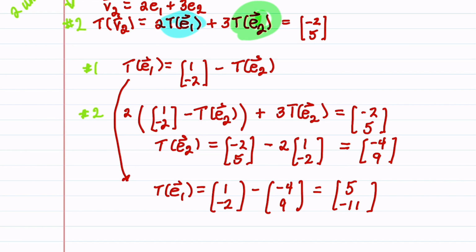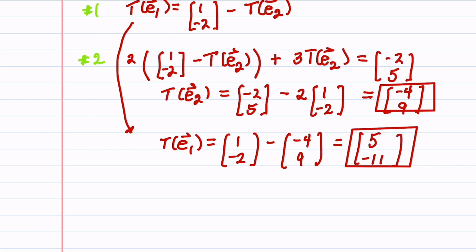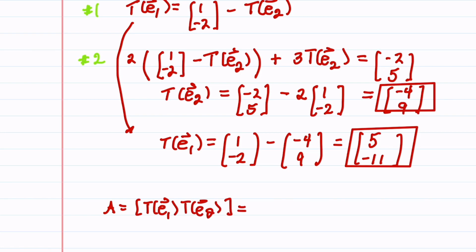We can now use this information to find A. So let's go back and box our answers so we can find them. There's our first one, there's our second one. Let's now write down what A is. A is [T(e1) T(e2)]. We'll grab T(e1) first, and that's [5, -11]. And then T(e2) is [-4, 9].